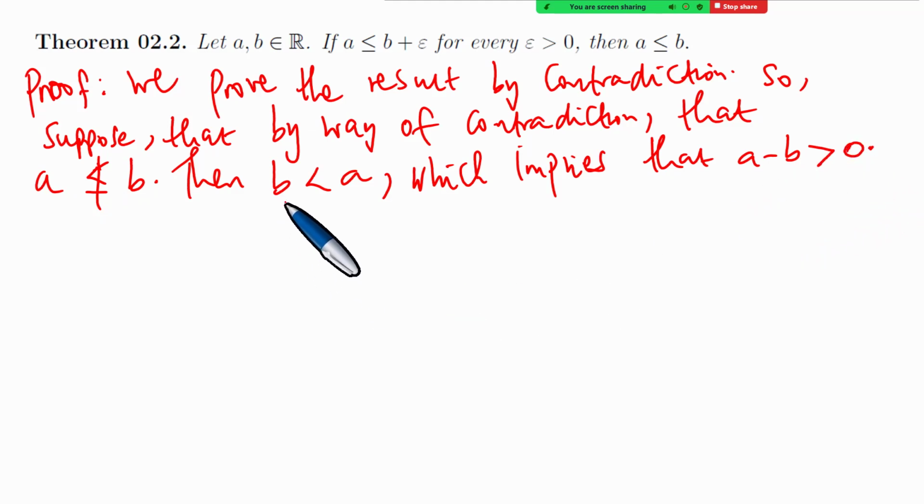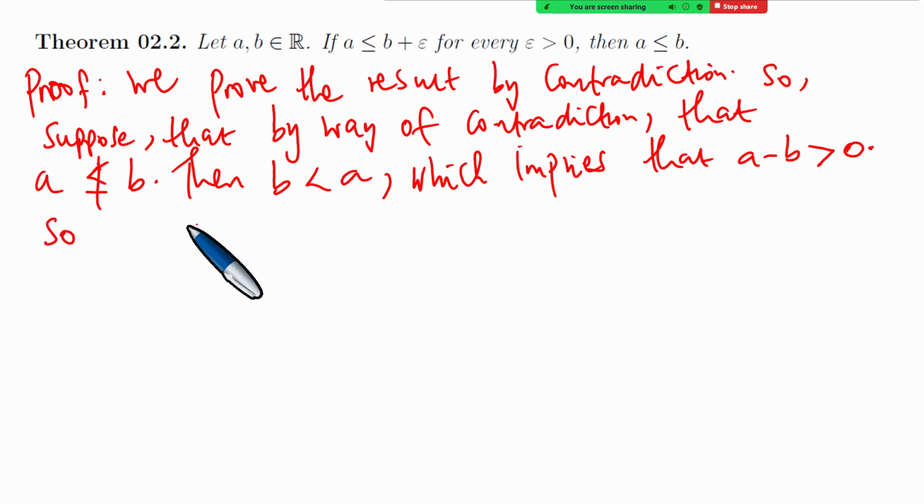Whenever we say that a is not less than or equal to b, it means that b is the one that is less than a. Which implies that we can transpose the b, having a minus b bigger than 0. Indeed, this is the case by transposing and moving the b to the right-hand side of the inequality, like so. And we achieve that.